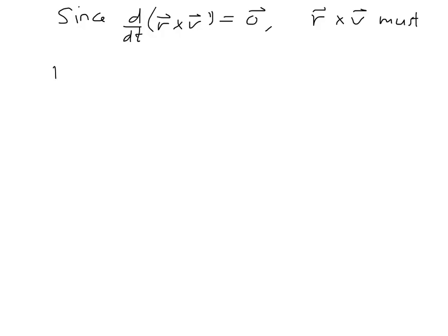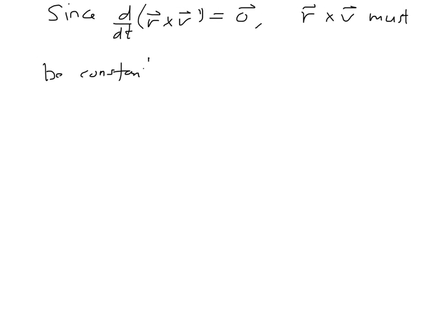Now since the derivative with respect to time of r cross v is equal to 0, this tells us that this doesn't change with respect to time, so r cross v has to actually be a constant vector. Even though r and v change with time, the cross product does not change with time. So this is some constant vector. We'll go ahead and call that constant vector h. So h does not change with respect to time.